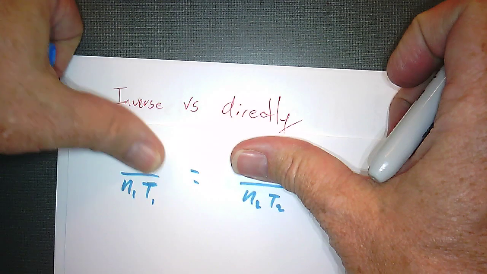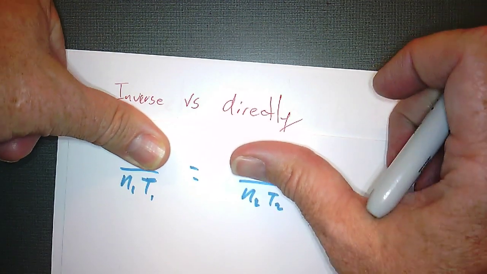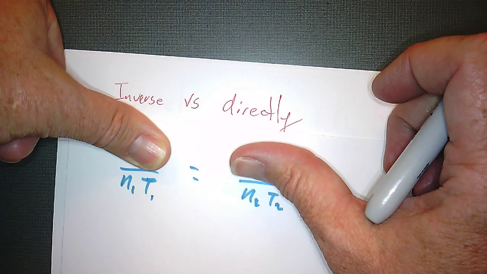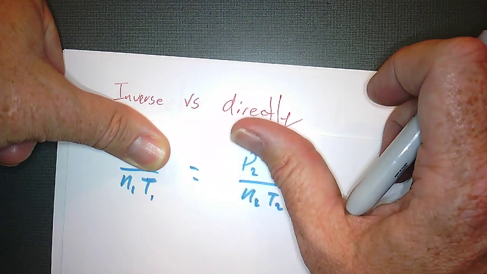The same thing applies even if they're on the bottom. All right, the number of moles versus the temperature. Inversely proportional. All right? Is that all we have to know about that?